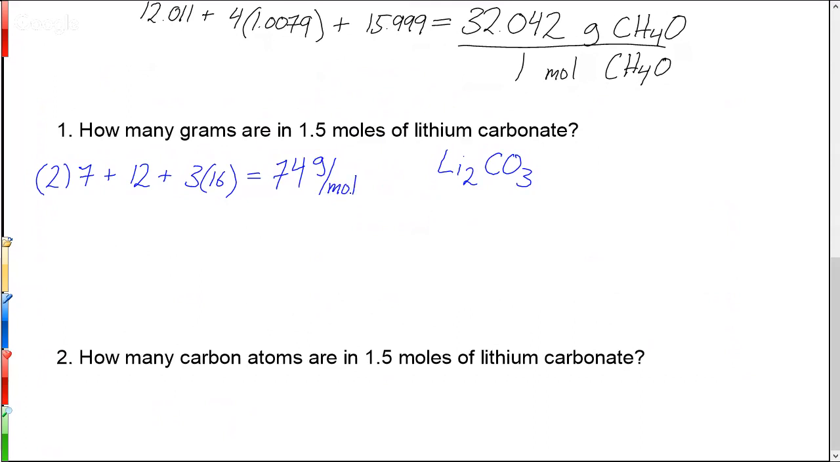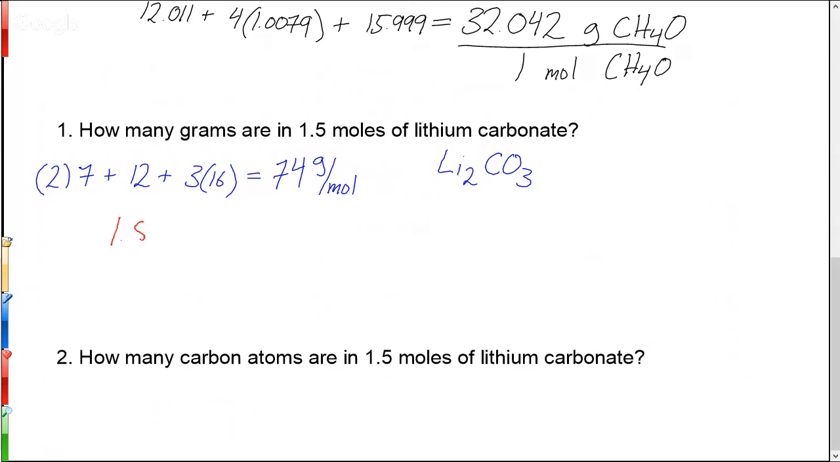So we would say there are 74 grams per mole of lithium carbonate. 74 grams in a mole. And then the question asks, how many grams are in 1.5 moles? So we can treat that just like a conversion problem, just like back in chapter 2. Because the equivalence we just found, the thing we just added up, gives us the number of grams in 1 mole. So then it becomes a simple ratio.